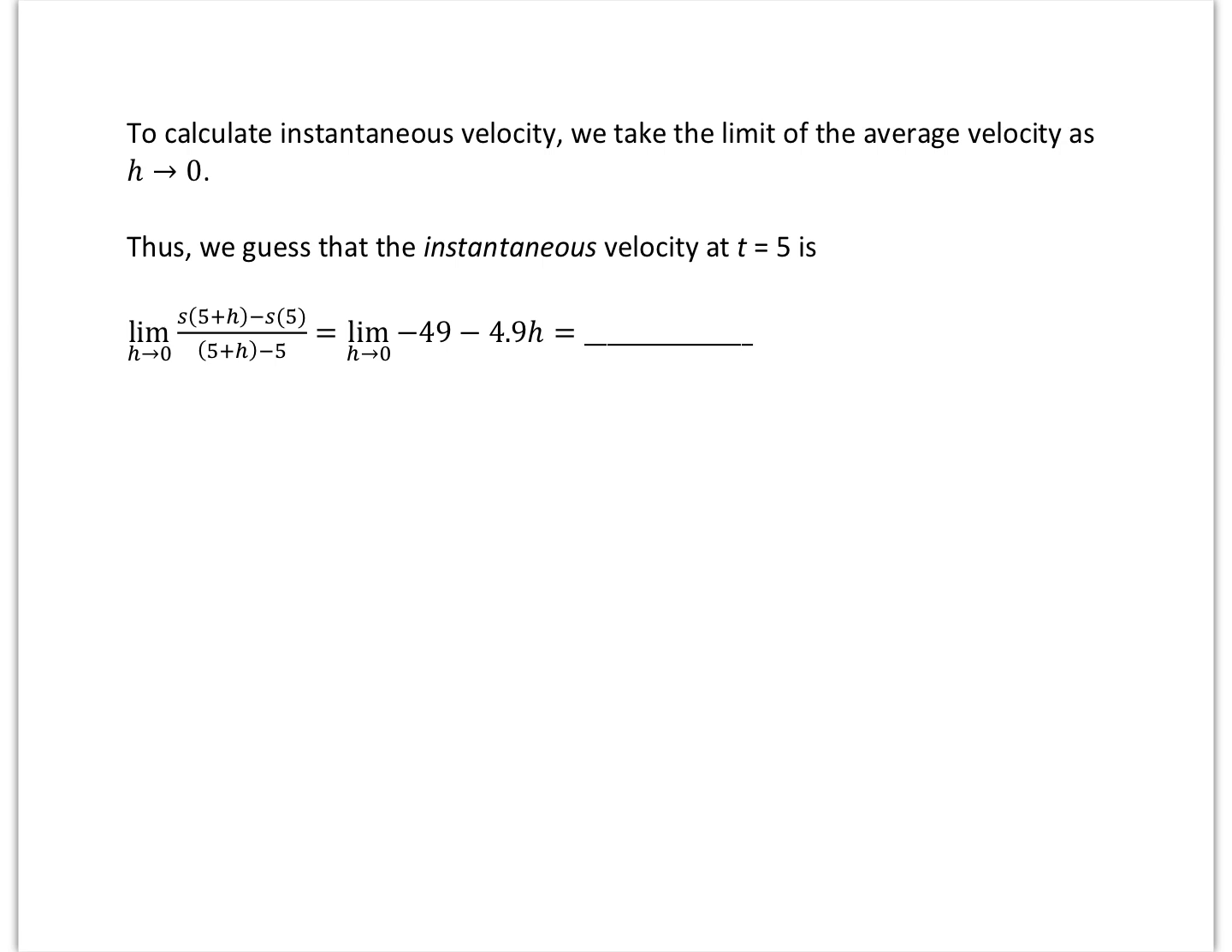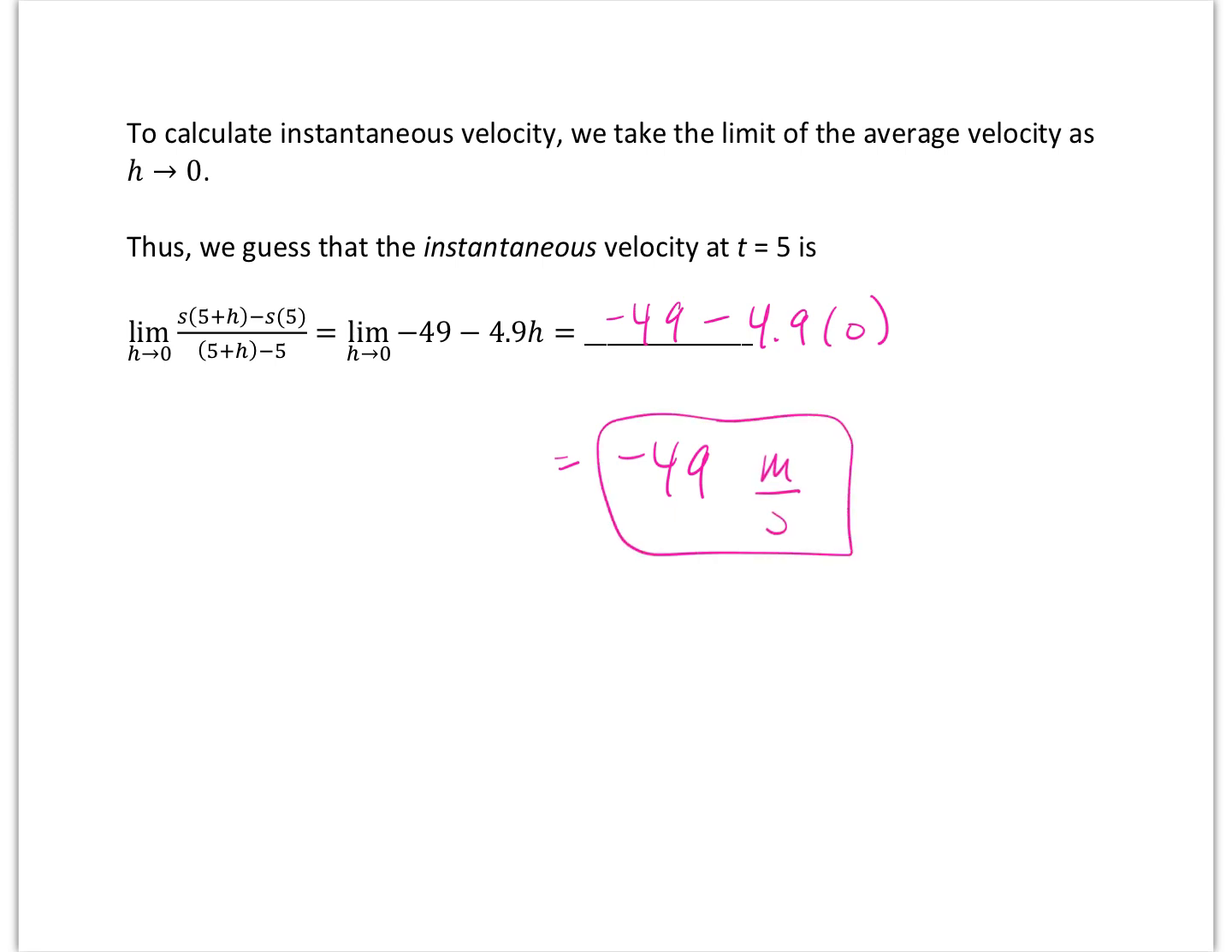So that's the limit as h goes to 0 of negative 49 minus 4.9h, because we already did all the work to simplify this into this. And now I just take the limit. And this is just a line, which is continuous, which means we can use the rule where we can just plug this value in for h. Okay, so this is negative 49 minus 4.9 times 0, which is negative 49 meters per second.